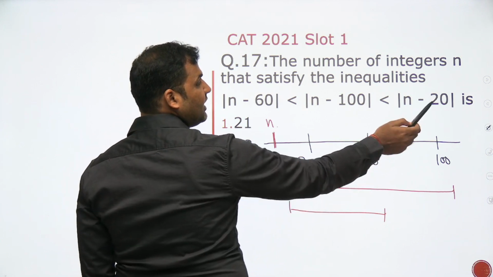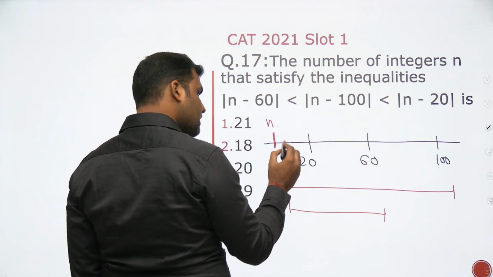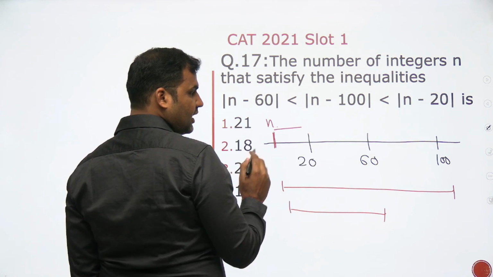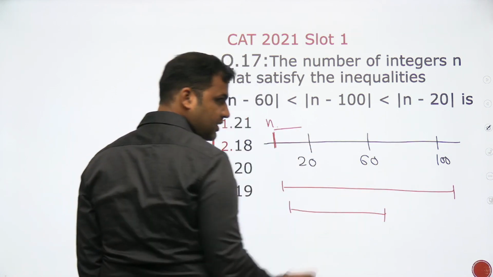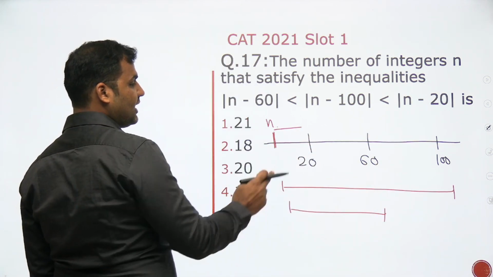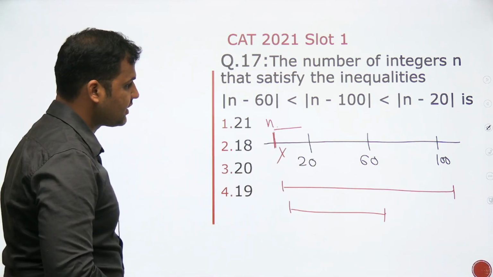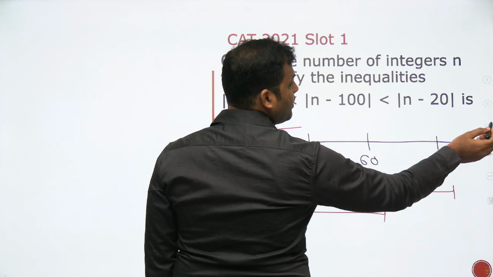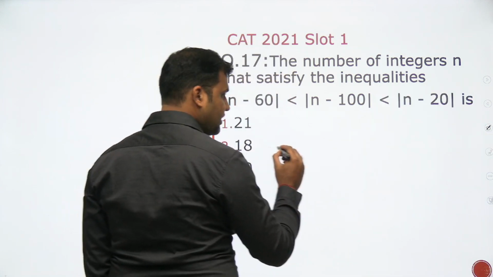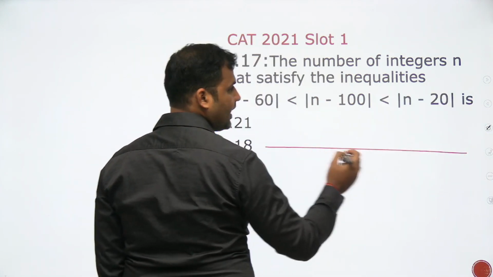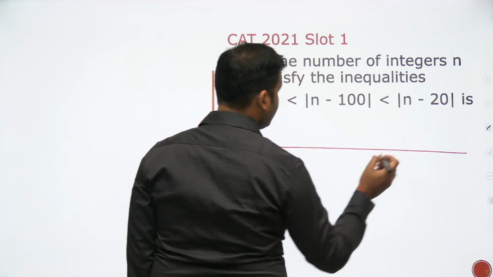But is it less than a distance of n from 20? Distance of n from 20 is this much. क्या ये distance 100 के distance से ज़्यादा है? नहीं है, right? So can I say the value of n cannot lie in this region? n इस region में lie नहीं कर सकता है. Okay. If n is not in this region, तो next region select करो. Right. Let's select the next region now.